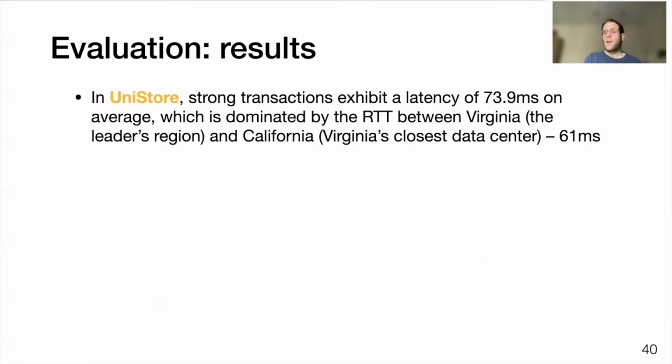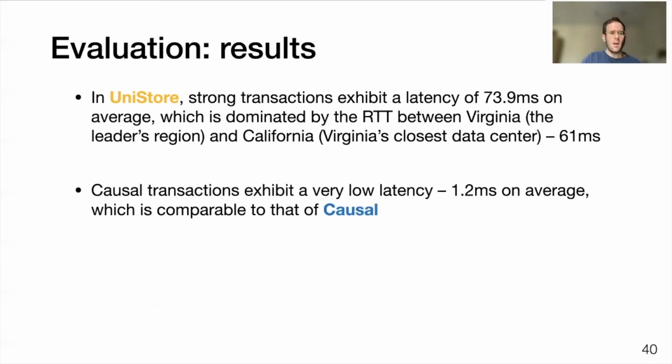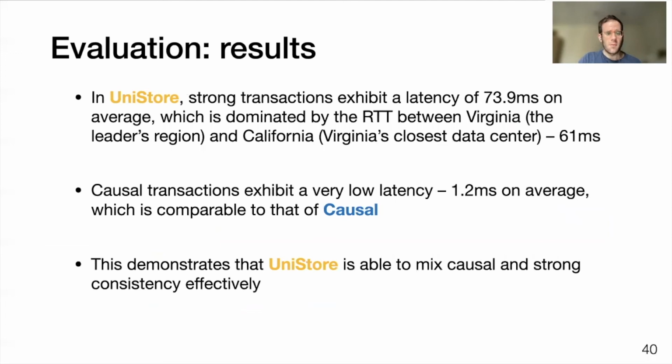Finally, when looking at the latency of each type of transaction, strong transactions in UniStore exhibit a latency of 73 milliseconds on average, which is dominated by the round-trip time between Virginia and its closest data center, which is California. And this is because certification requires coordination between replicas. On the other hand, causal transactions exhibit a very low latency, which is only 1.2 milliseconds on average, which is comparable to that of Causal. And this demonstrates that UniStore is able to mix causal and strong consistency effectively.